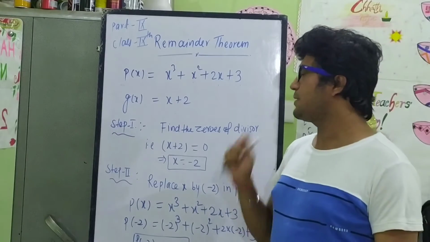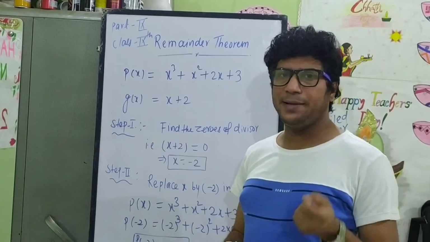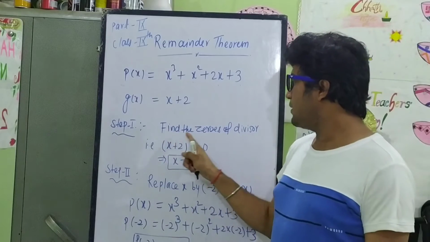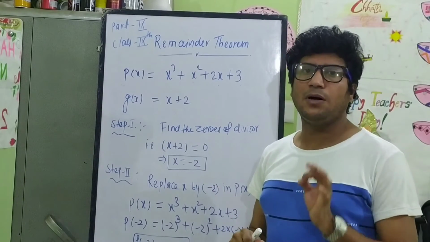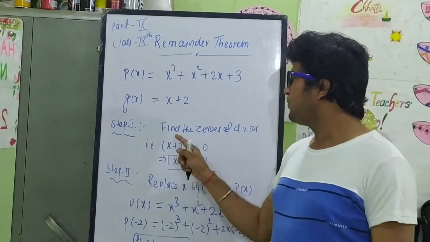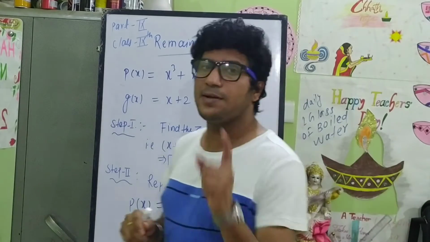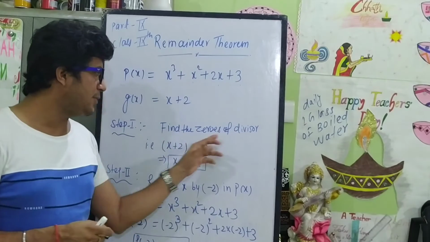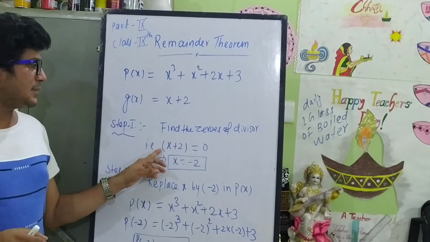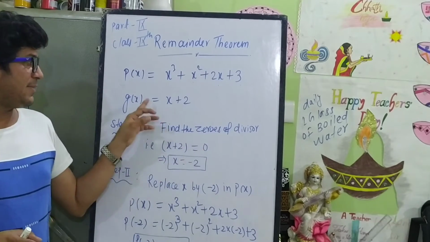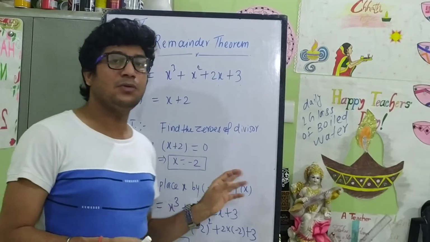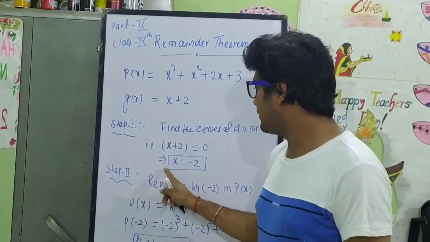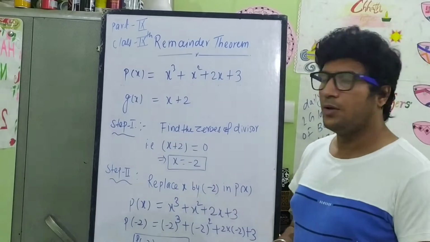So what is the first step? The first step is to find the zero of the divisor. It means x plus 2 equal to 0. This is the divisor and this is the dividend. So what is the value of x? x equal to minus 2.